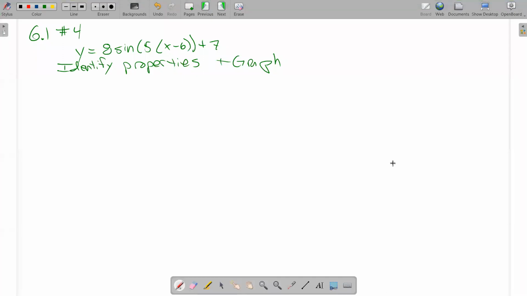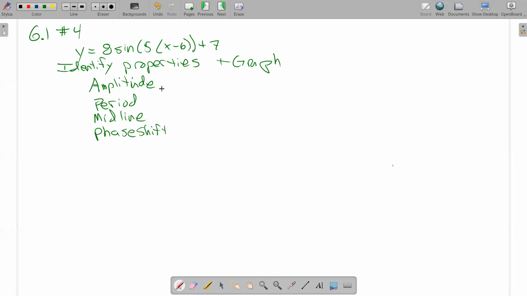All right, homework question number 4. We're given an equation. We want to identify the properties of it and make a graph of it. So the properties of a trig function are its amplitude, its period, its midline, and the phase shift. That is the horizontal shift.